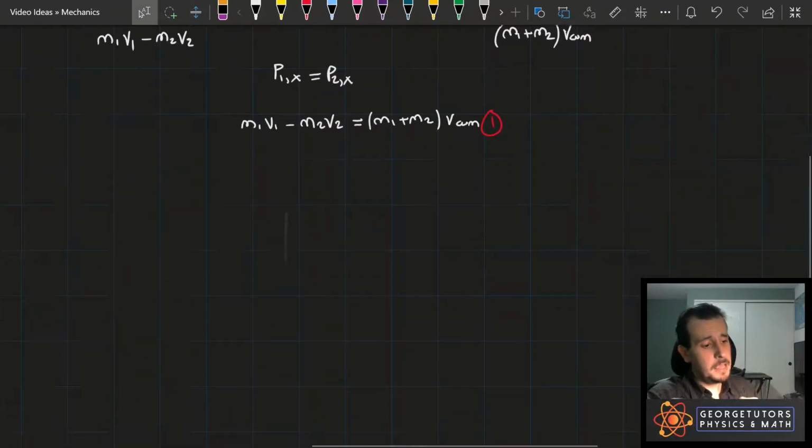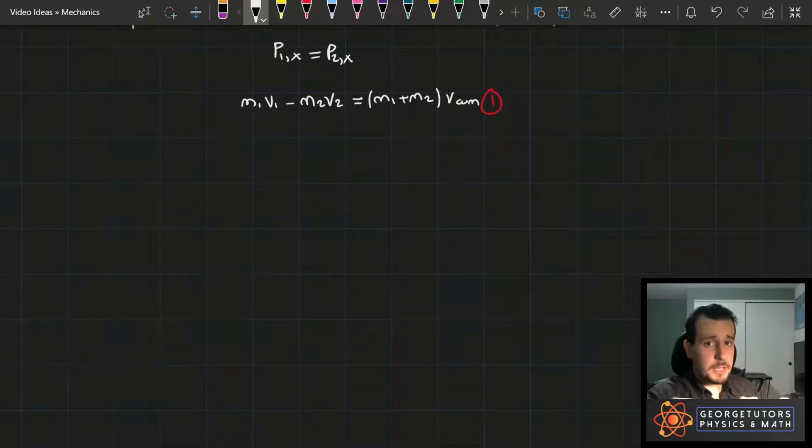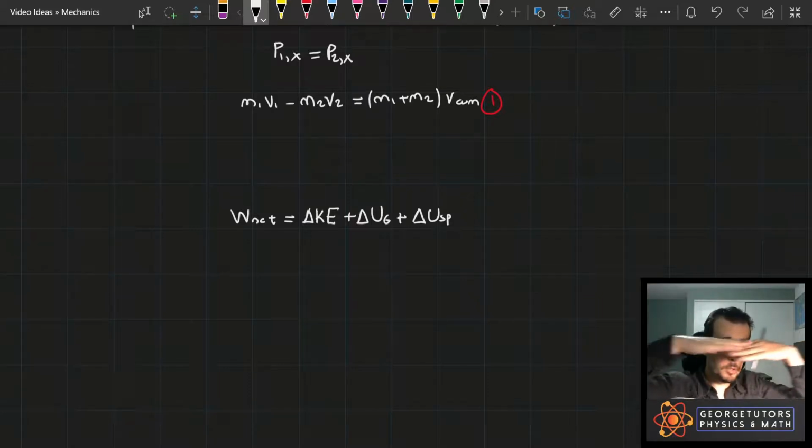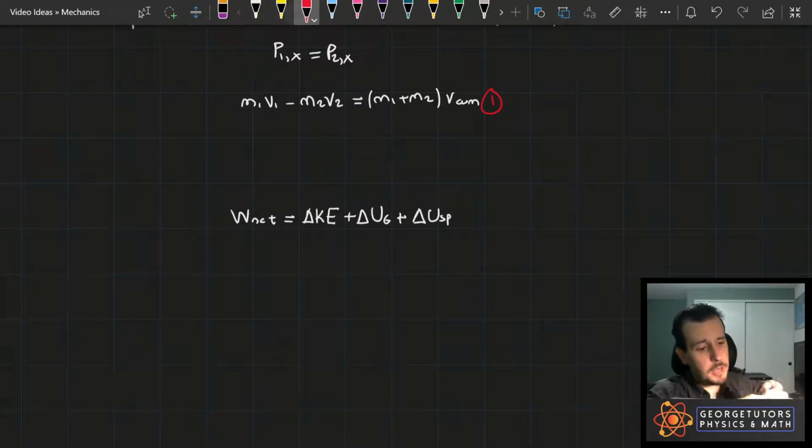Now, for energy to be conserved, I would like to make use of the work energy theorem by stating out that W net will be the total change in kinetic energy plus the total change in gravitational potential and spring potential as well. Now notice that everything is happening along a flat surface, so that automatically means nobody's height is changing and gravitational potential is in fact remaining the same.